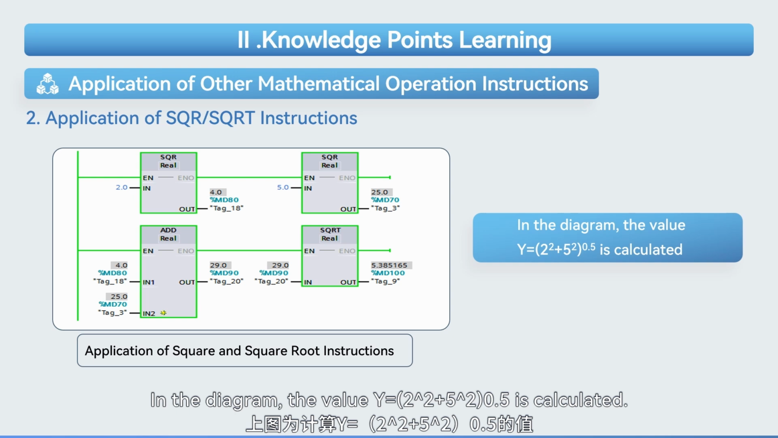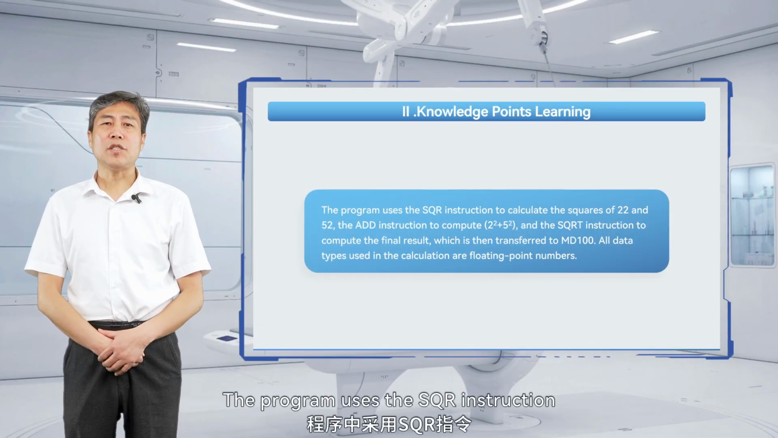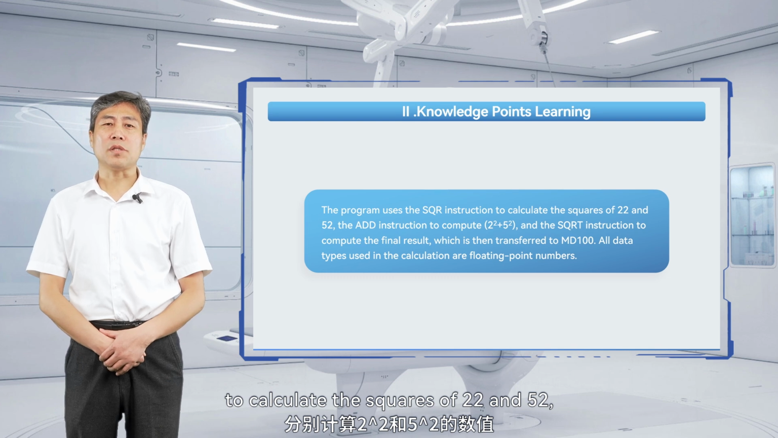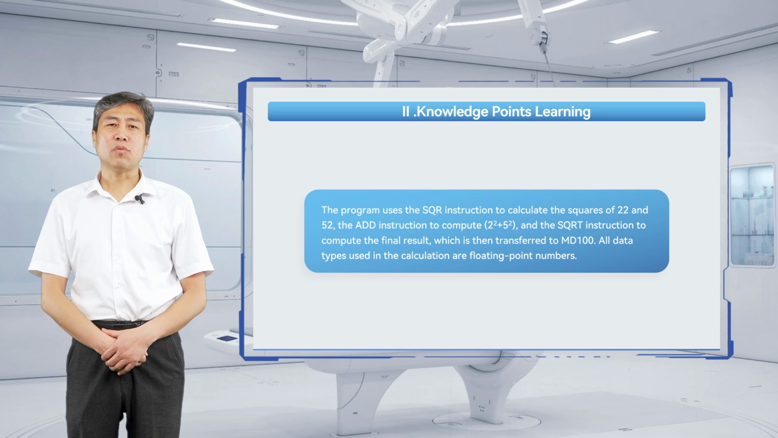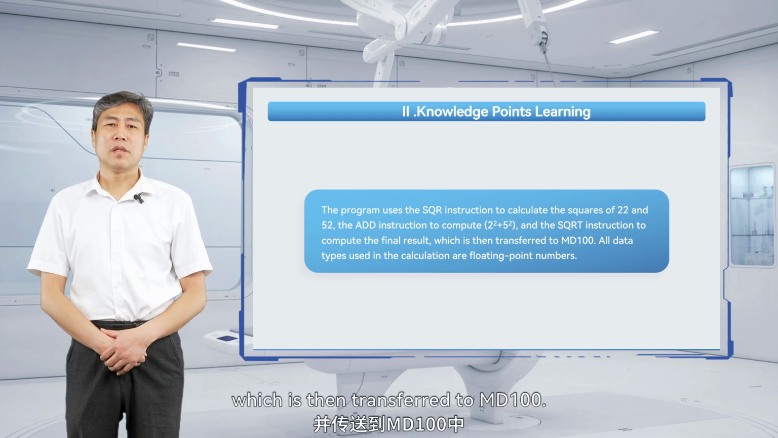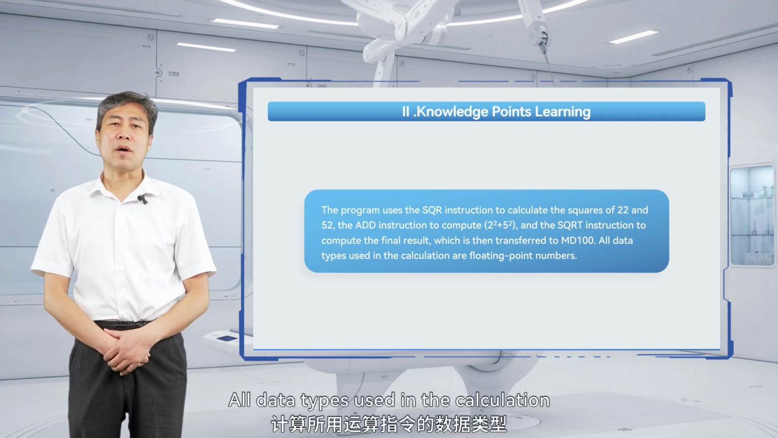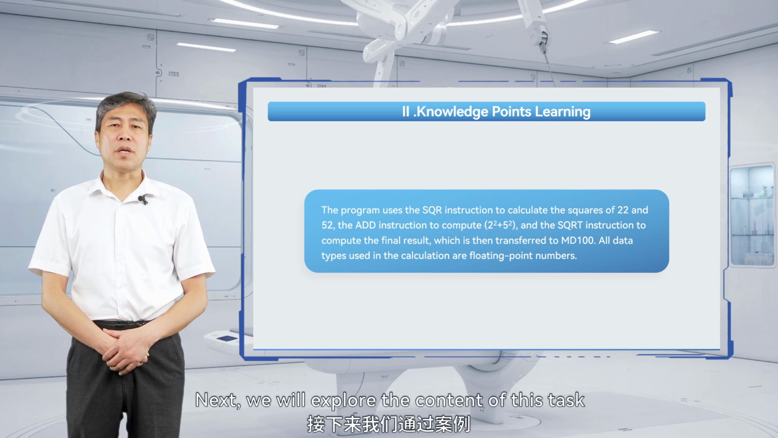In the diagram, the value y equals the square root of the sum of 2 squared and 5 squared is calculated. The program uses the SQR instruction to calculate the squares of 2 and 5, the ADD instruction to compute 2 squared plus 5 squared, and the SQRT instruction to compute the final result, which is then transferred to MD100. All data types used in the calculation are floating point numbers. Next, we will explore the content of this task through a specific example.